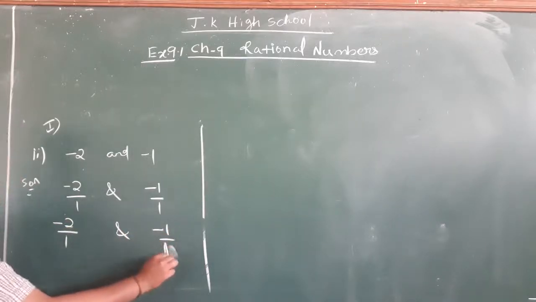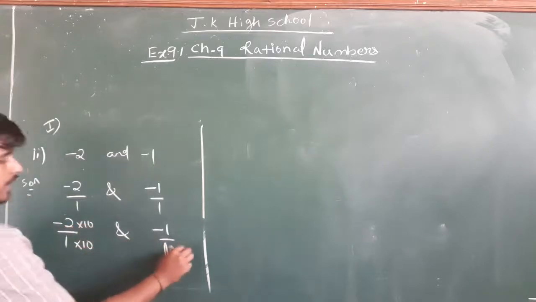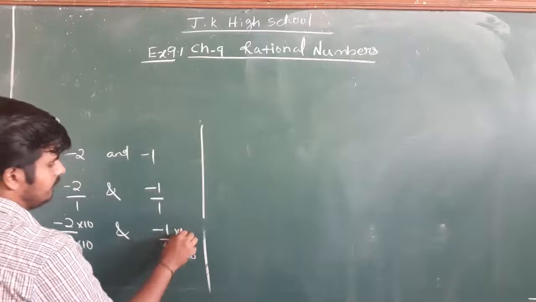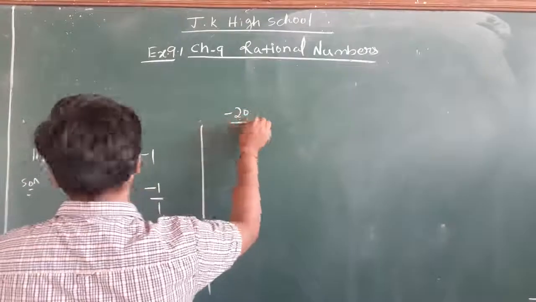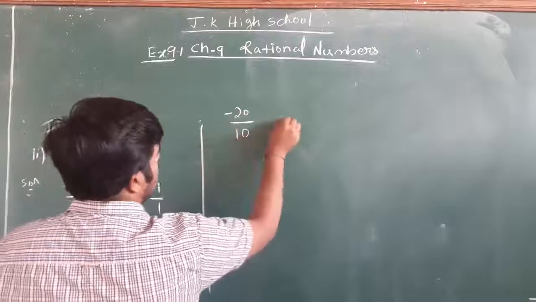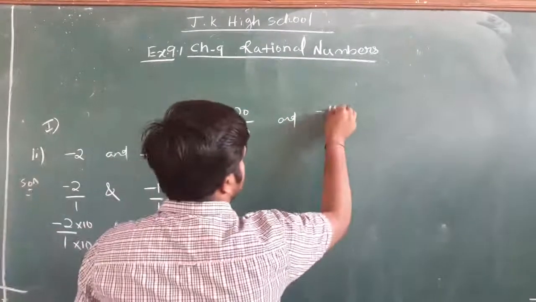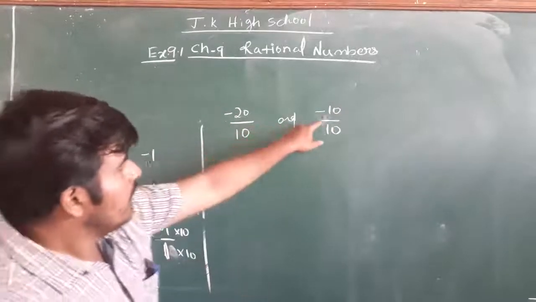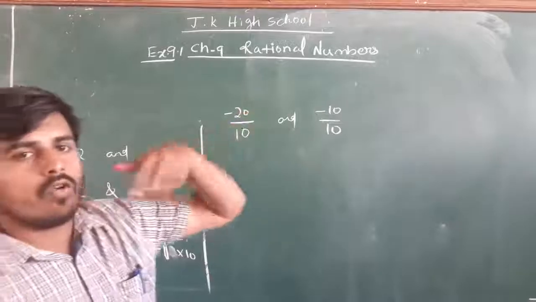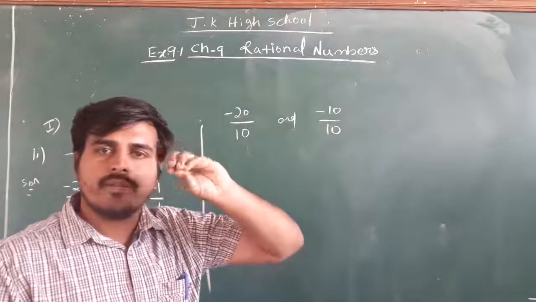I will multiply 10 on both sides. Here also 10. It is minus 20 by 10 and this is minus 10 by 10. Okay. Now you can see from minus 10 to minus 20 how much gap is there? 10 numbers gap is there. So you can easily find 5 numbers.